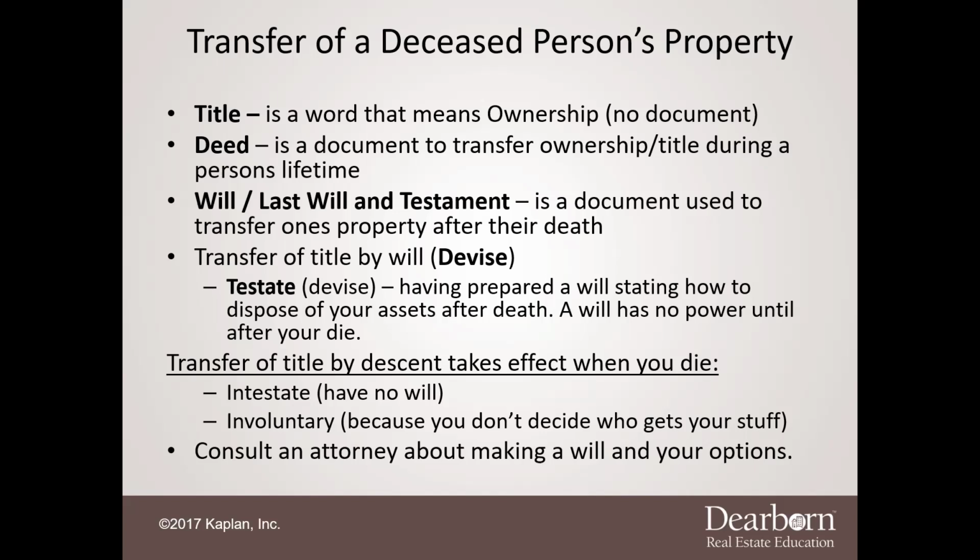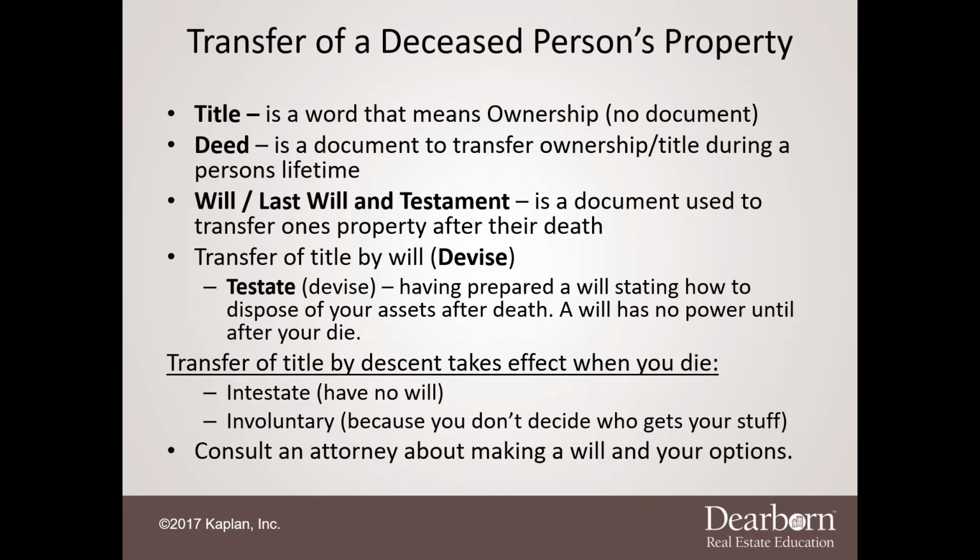But when you do that, that's voluntary. When you don't decide who gets it after you die, well, that's involuntary, right? So transfer of title by will is known as devise. Testate means that you prepared a will, stating how you'd like to dispose of your property after your death. And remember that your will has no power until after you die.